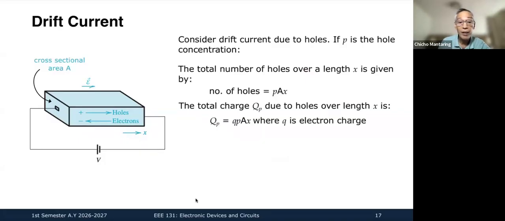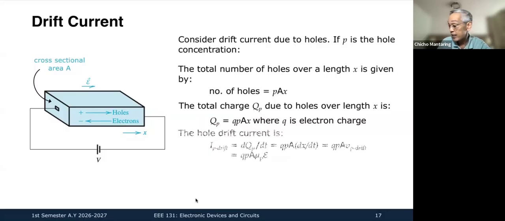How do we define current? Current is charge per unit time, or the derivative of charge with respect to time. So current is dq/dt. And what is that? That is qpA dx/dt. So I just differentiate both sides of this equation. dq/dt is qpA dx/dt. But what is dx/dt? That is just drift velocity.